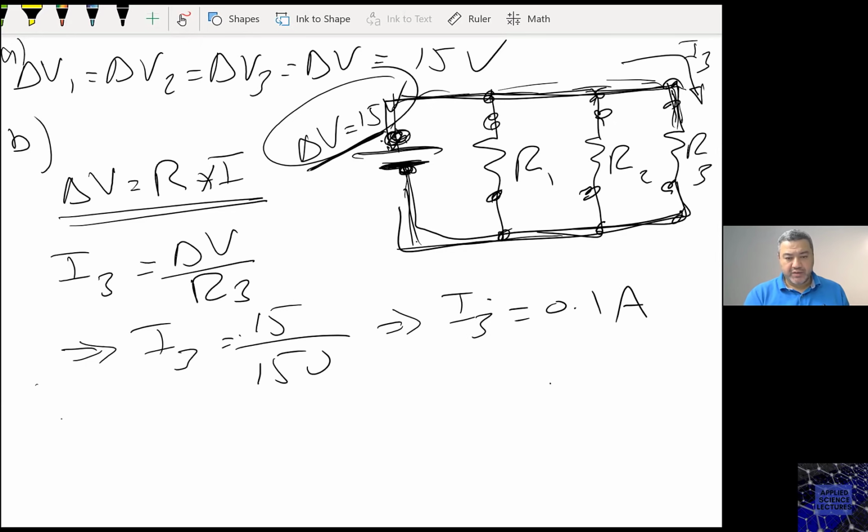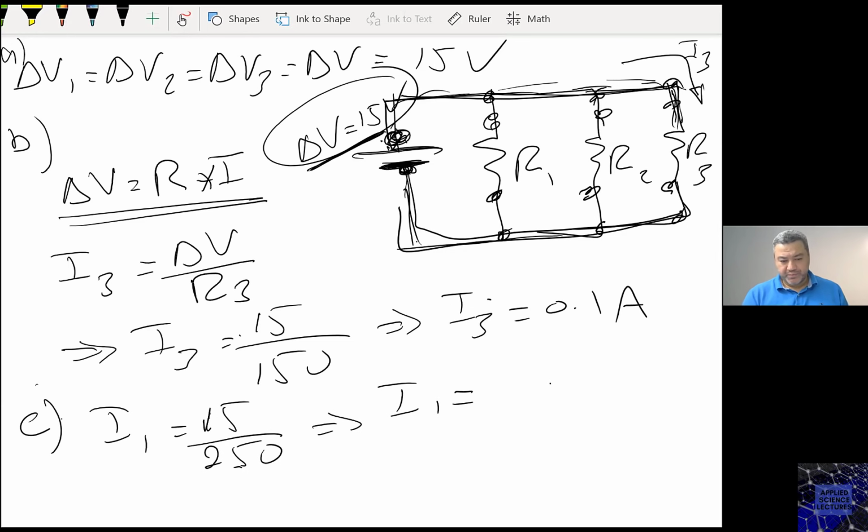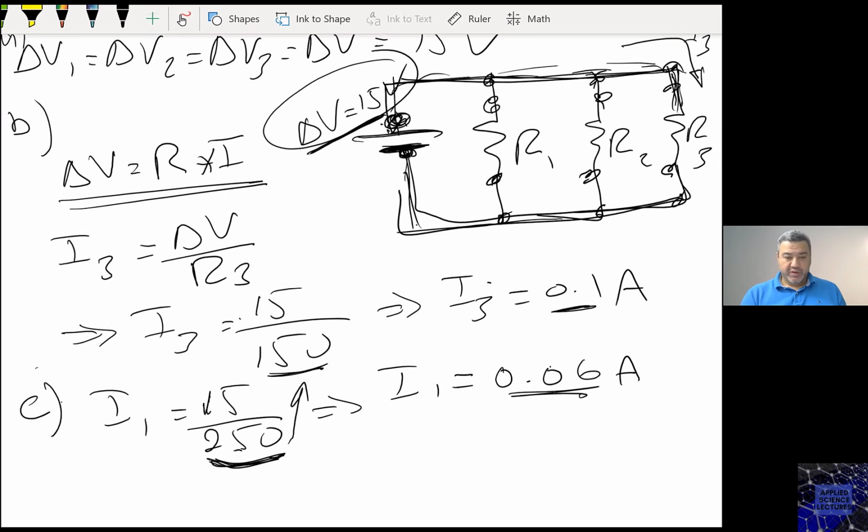Now, if I want to find I1, which is the current through R1, then I1 is 15 divided by R1, 250, and I1 equals 0.06 ampere. So it's a very important observation here that the relationship between the current and resistance is inversely proportional. We have the resistor at 150, then the current through it was 0.1. We have the resistor going up, and the current went down.